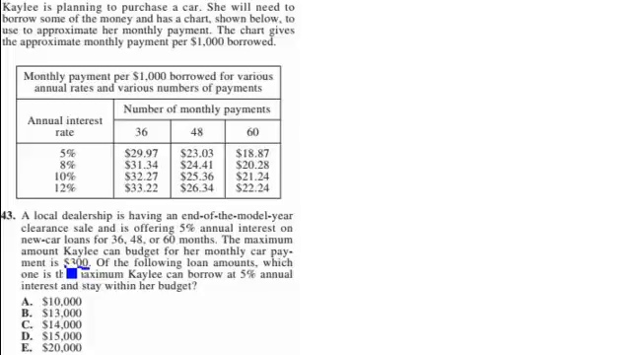So we're given a bunch of information here. Of the following loan amounts, which one is the maximum Kaylee can borrow at 5% annual interest and stay within her budget? So this is the main question here.